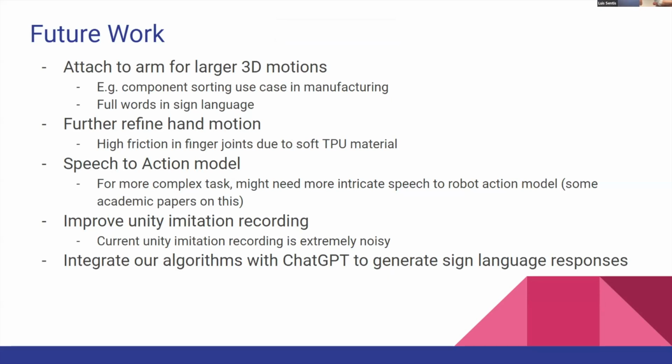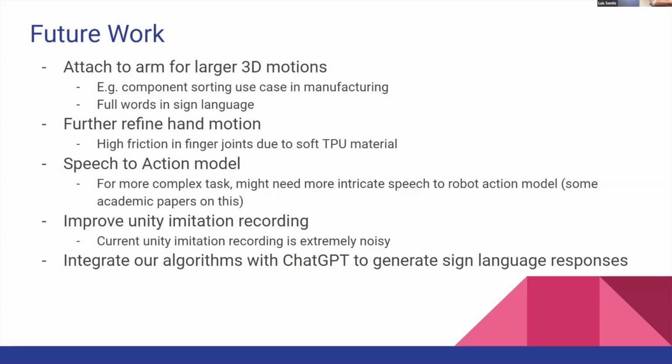Future work. We want to obviously attach this to an arm so that we can use the framework we built, sort objects, do all sorts of cool stuff, and sign actual words, because we need arms for that. We want to further refine the hand motion. This finger really sucks right now because it's made of TPU. There's a lot of friction in some of the fingers. It's not perfect. Ideally, we can develop some sort of speech to action model where we tell it a command like, hey, move this block, and then it tries to interpret the speech and actually do an action from that.